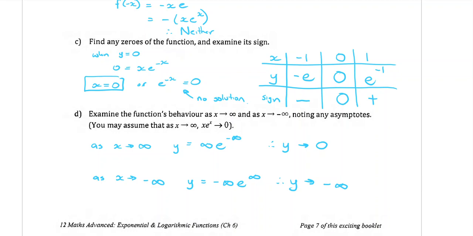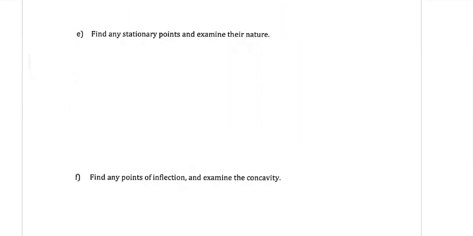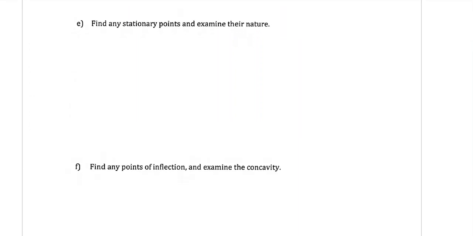Question E. I know it's all just one question. Find any stationary points and determine their nature. Stationary points are when y dash equals 0. So remember, y equals x e to the negative x. What do I have here? I've got to differentiate it.